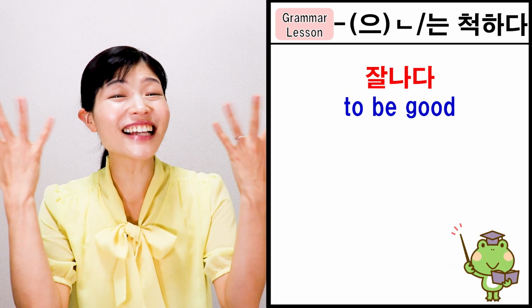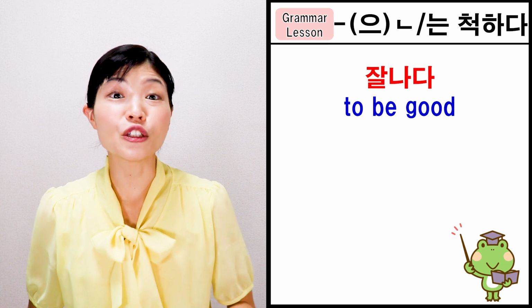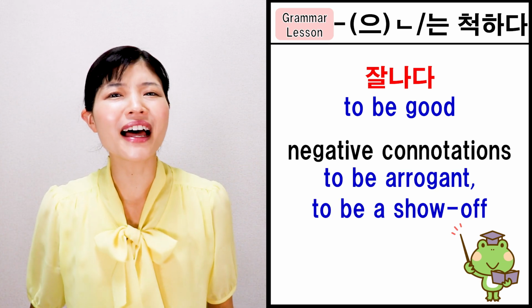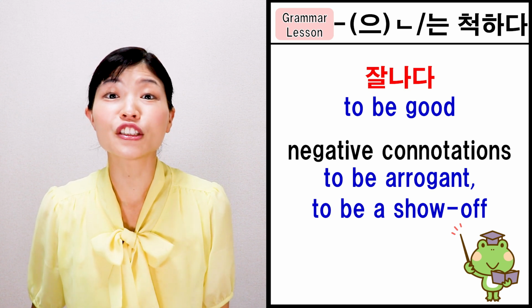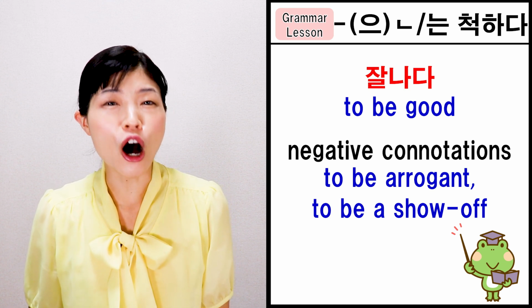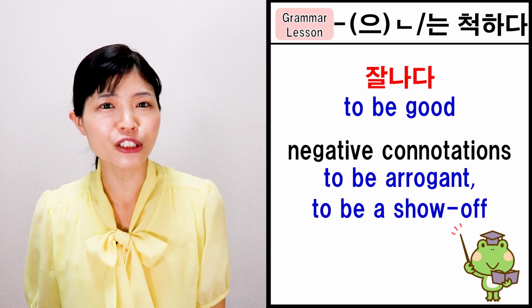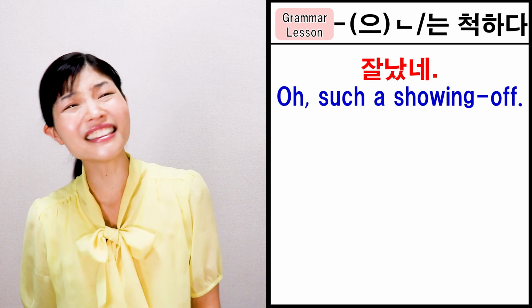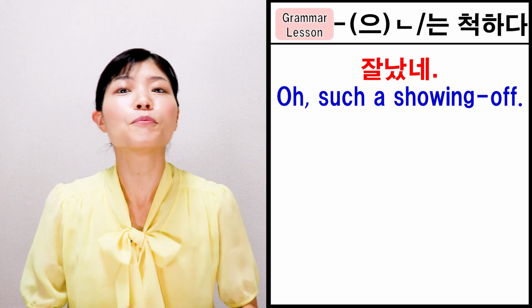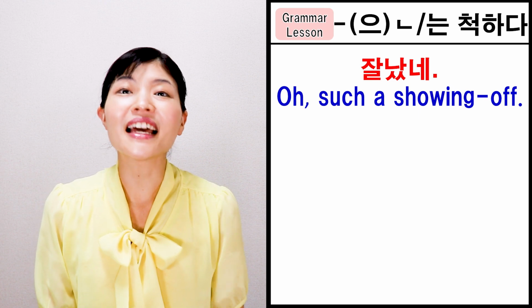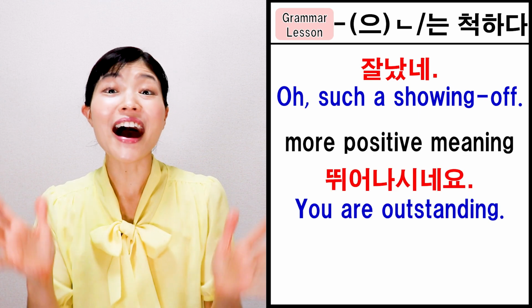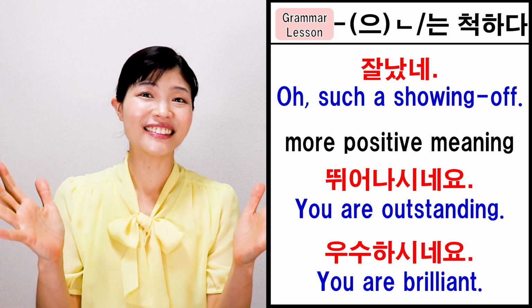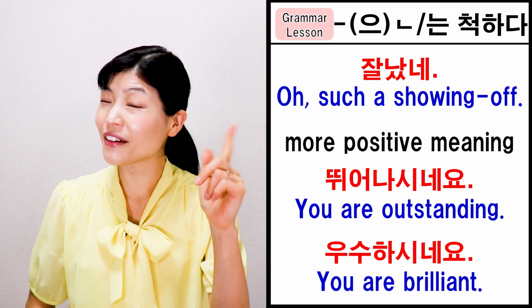Here, I need your attention. 잘나다 means to be good in a dictionary. However, it often implies negative connotations, such as to be arrogant, to be a show-off. So Korean people often use it as sarcasm, like 잘났네. Oh, such a show-off. If you want to give more positive meaning, you can say 뛰어나시네요. You are outstanding. Or 우수하시네요. You are brilliant. Okay? So don't get confused.